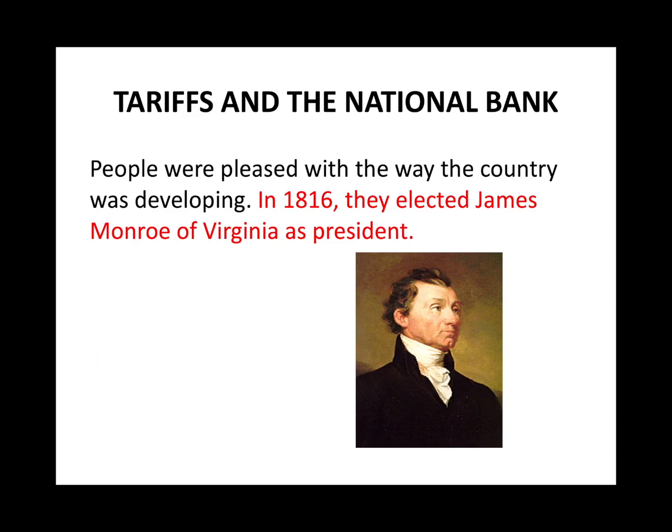All right, so in 1816, as the country was developing, a new president is going to be elected, and his name is going to be James Monroe of Virginia.